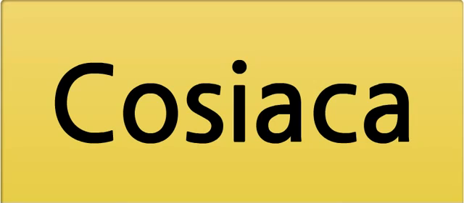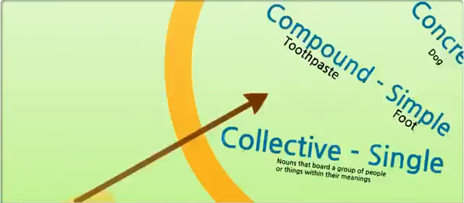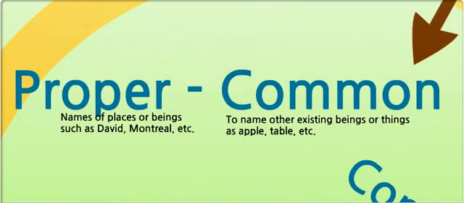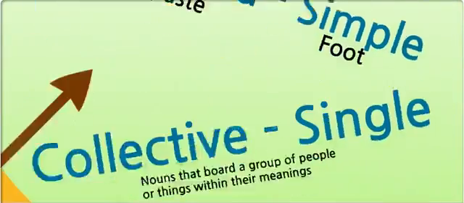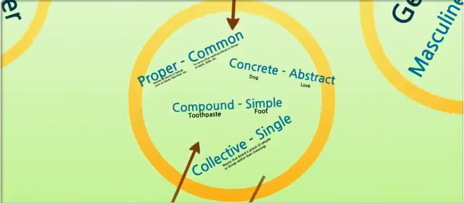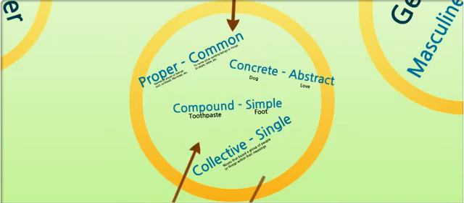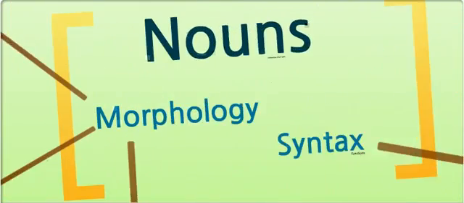Then, what if we talk about cosiaca? This is a very, very, very funny word used in Colombian Spanish and can refer to anything. If we think about that word, it will be hard to put it into a specific category because it can be proper, common, concrete, abstract, compound, simple, collective, or single. Anyway, there are words that are such a mess.